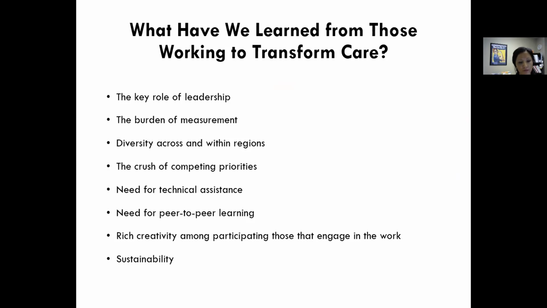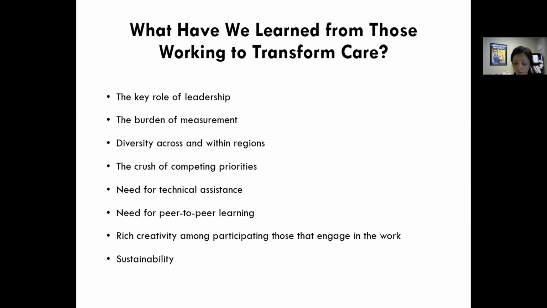There's a real need for peer-to-peer learning. It's one thing for an expert to come into your practice and tell you what to do. It's another thing to work with one of your peers who's gone through the transformation process and can show you what to do. And that peer-to-peer learning has much more impact than a sort of sage on the stage model.